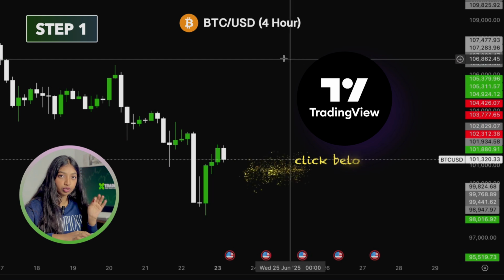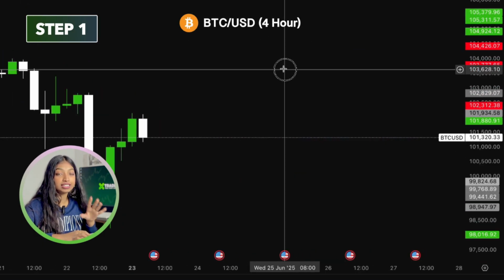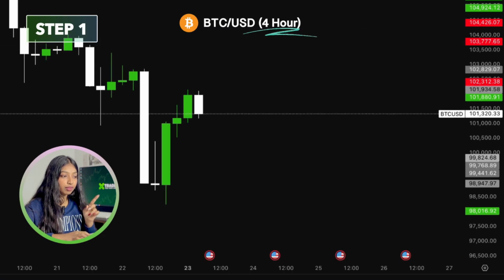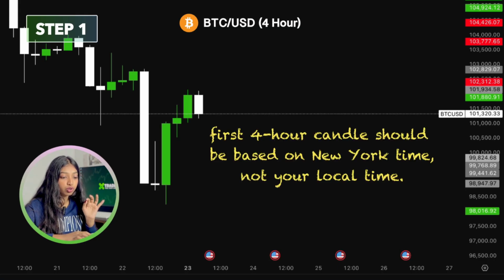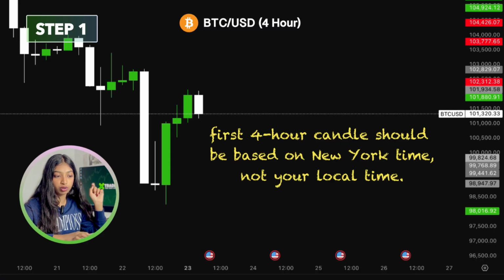First, open your chart on TradingView. You can use any asset, forex, crypto, gold. Now make sure your chart is set on the 4-hour time frame. On the top left corner, you can see the 4-hour time frame. On the bottom right corner, set your time zone to the New York time zone, where it says UTC. Click on that, select New York time zone where it says -4. Click on that and you'll be all set.